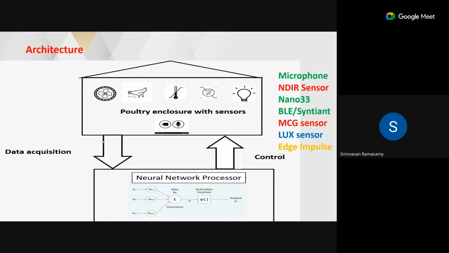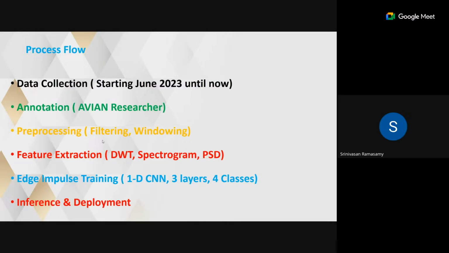Hello, everyone. So for the process flow, we have collected data starting from June 2023 until now. For annotation, we have used Avian Researcher. For pre-processing, we have used 2 techniques, filtering and windowing. For feature extraction, we have used DWT, spectrogram, and PSD. For training, we have used a 1D CNN with 3 layers and 4 classes. And finally, inference and deployment.